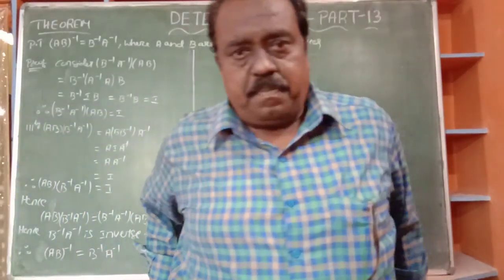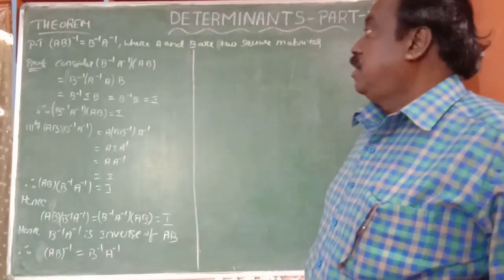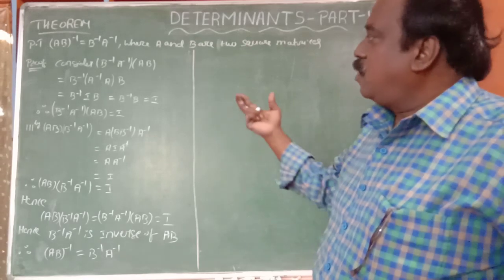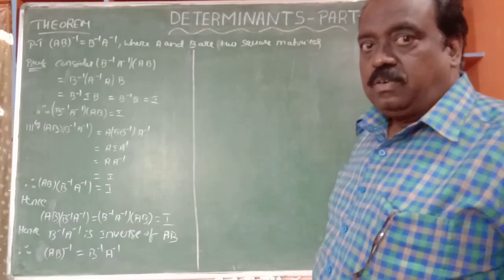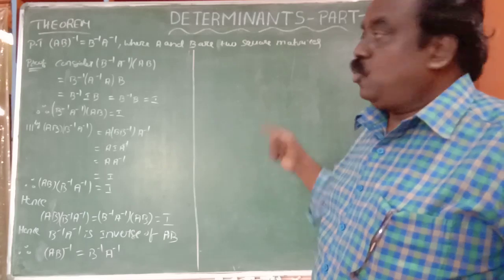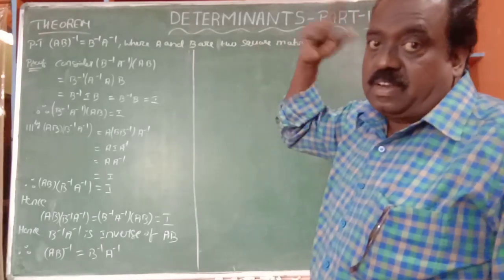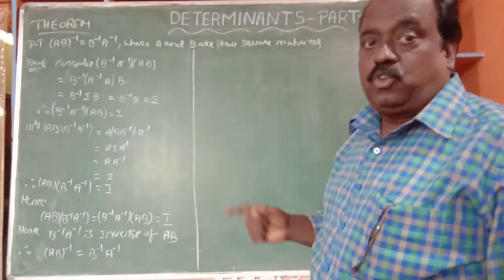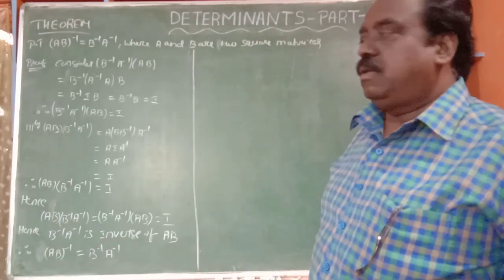The second property. This is a theorem, but this proof is not needed. But for knowledge purposes, you learn it. Okay? In the textbook, this theorem is not asked, but a statement is there. AB whole inverse is equal to B inverse into A inverse. The same concept is taught in transpose of a matrix. AB whole transpose is equal to B transpose into A transpose. Like that here also. Okay now?